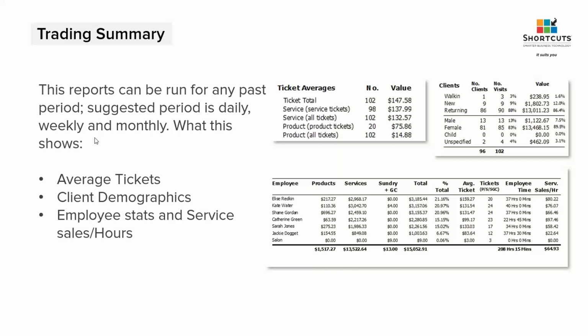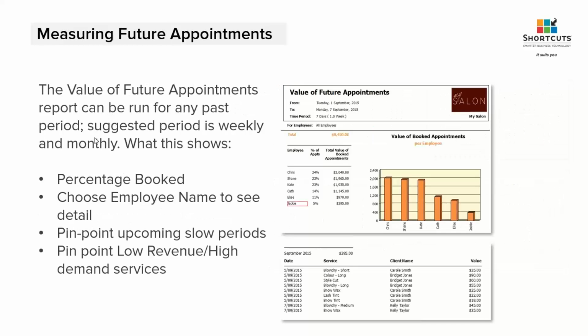So on the left side, you're going to get your details on your averages, how many customers came in, the types of customers came in, and at the bottom of the screen, you'll get a breakdown for each staff member. What were their totals? What were their averages?